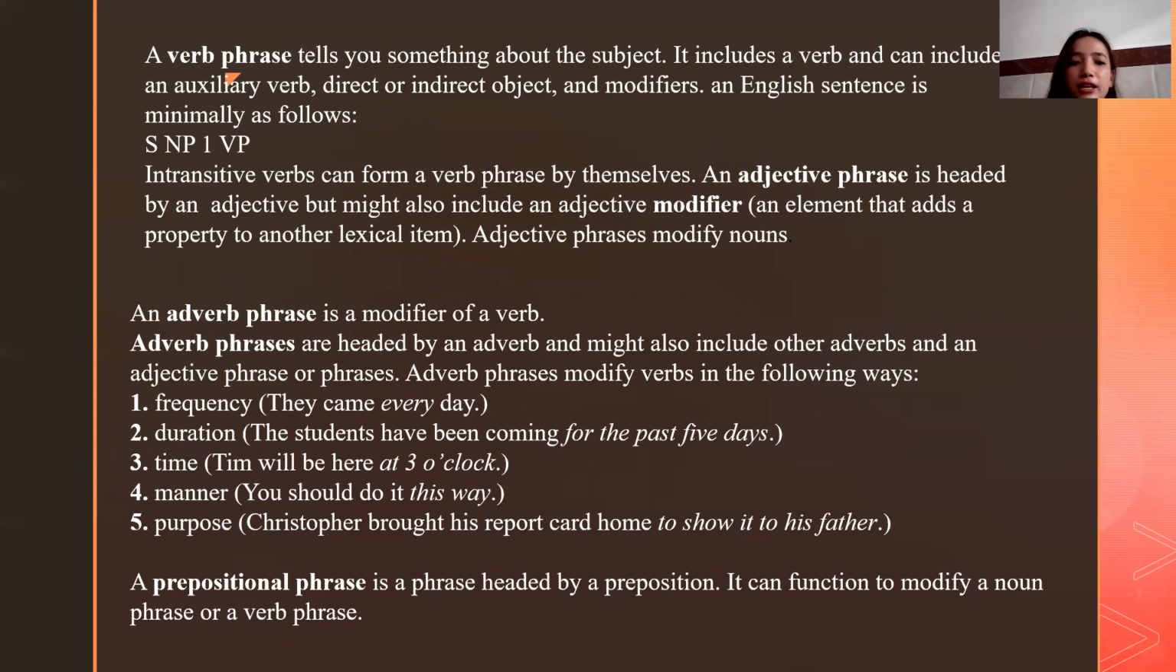An adjective phrase is headed by an adjective, but might also include an adjective modifier. An adverb phrase is a modifier of a verb, headed by an adverb, and might also include another adverb and an adjective phrase. Adverb phrases modify verbs in the following ways. Frequency: they came every day. Duration: the students have been coming for the past five days. Time: Tim will be here at 3 o'clock. Manner: you should do it this way. Purpose: Christopher brought his report card home to show it to his father.